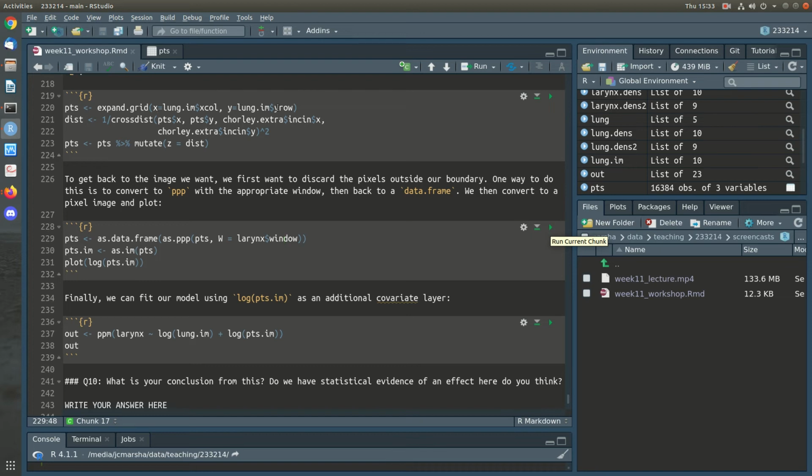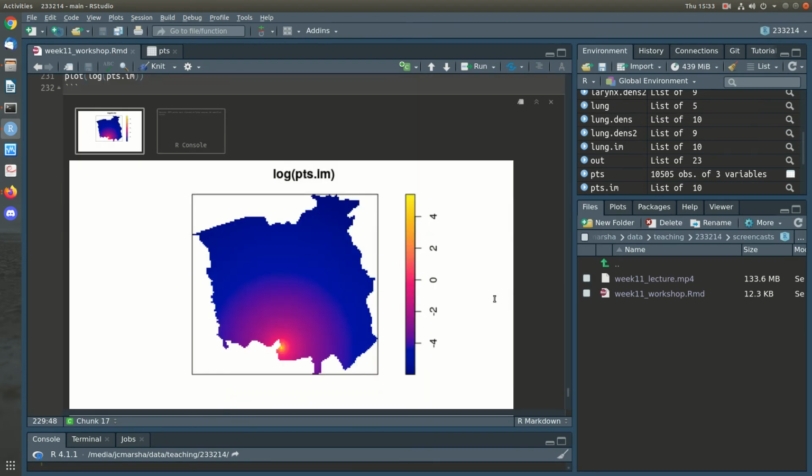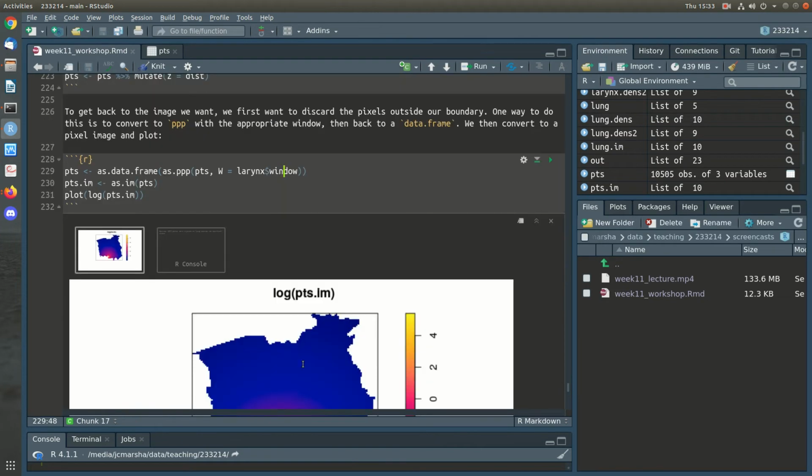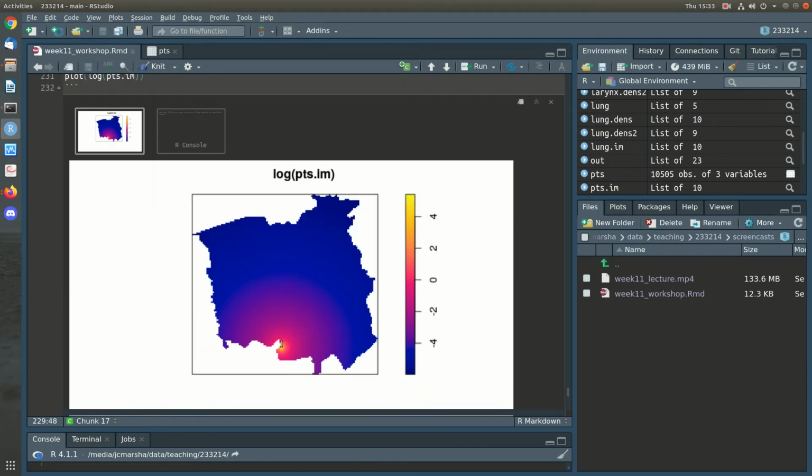A lot of these points are going to be outside our region, right? This is just a square grid, and so we want to crop those down using our window, and this is one of many methods to do that. So here we go. That's our surface. If we're very close to the incinerator, then the log of this distance measure that we've computed is high, so we're at risk of being affected by the incinerator, and as we move away from the incinerator, it falls away.